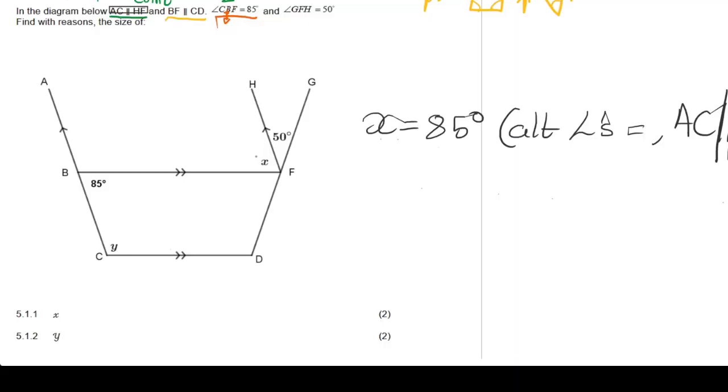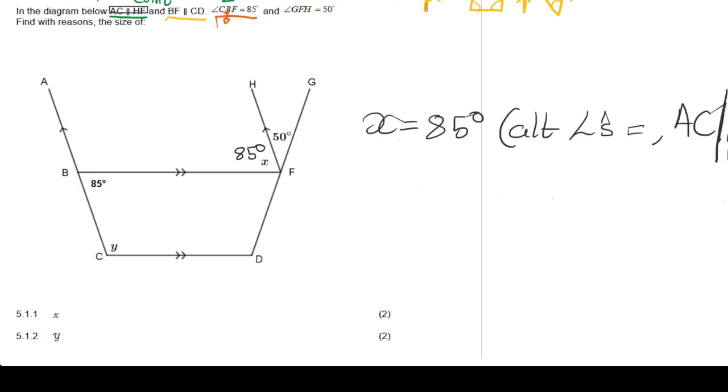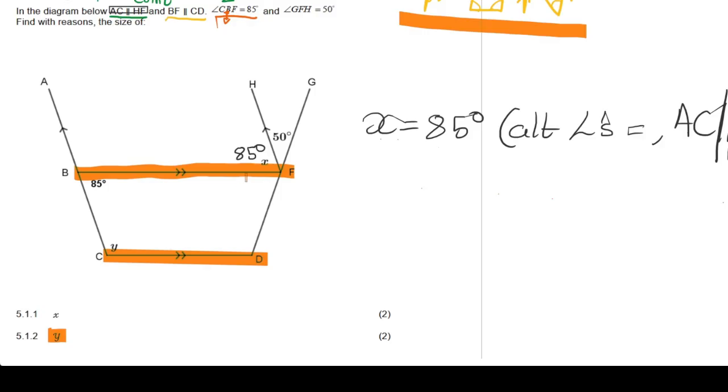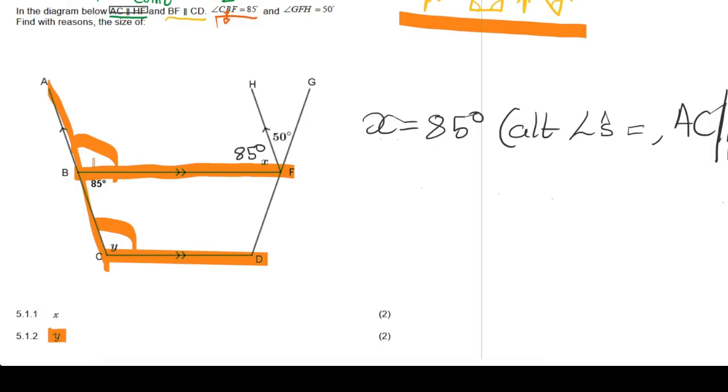So let's just mark this in. Yeah, so this is 85 degrees. All right. So now we're working with y, and we're using this one, right? Where BF and C are parallel, right? Let's see, can we make an F? We can. We can make an F over here where this angle and this angle are equal, right?